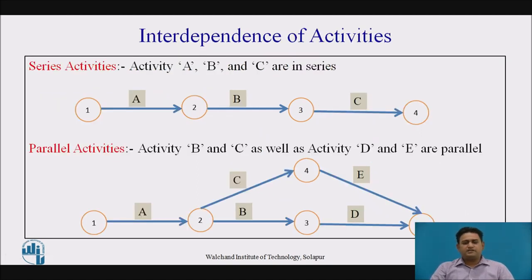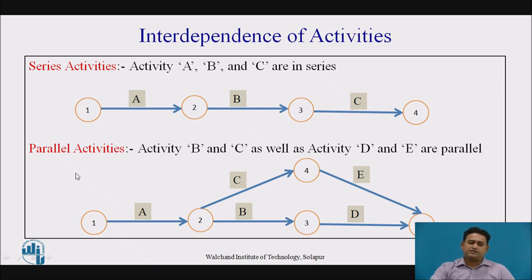Now the interdependency of activities. There are series activities and parallel activities. Here in this network diagram, A, B and C are series activities. This means B is going to start only after the completion of activity A, and C is going to start only after the completion of activity B. These are in series.